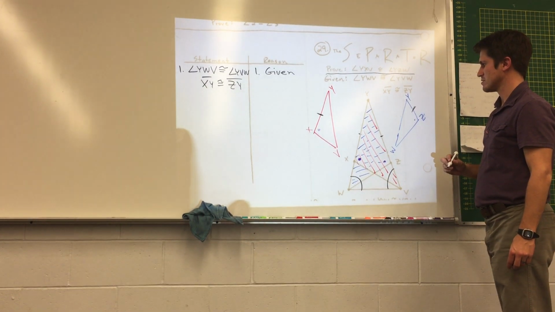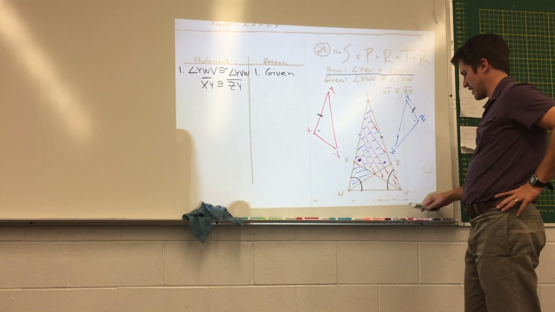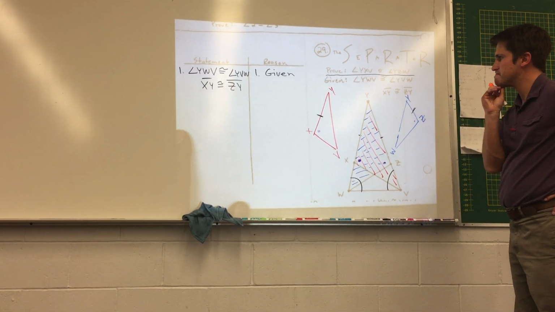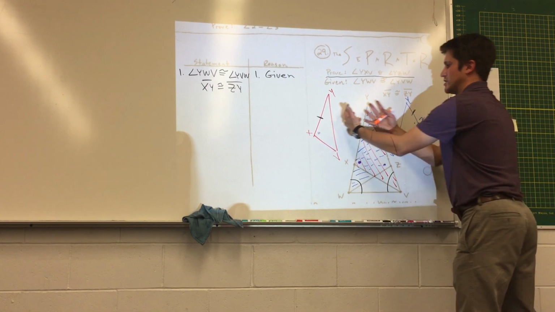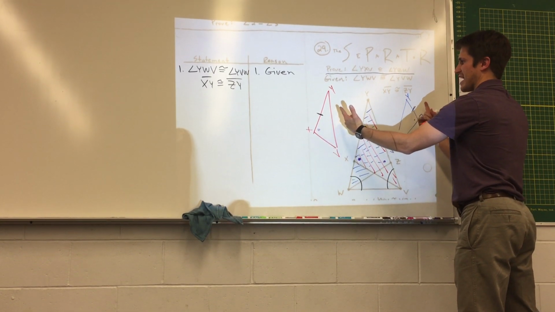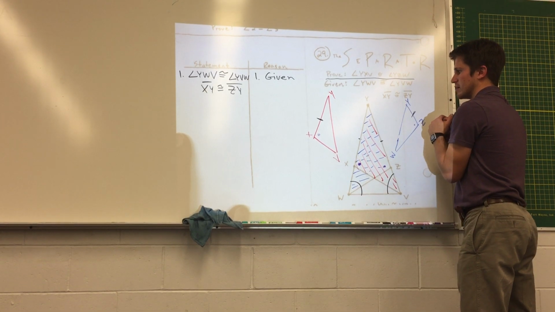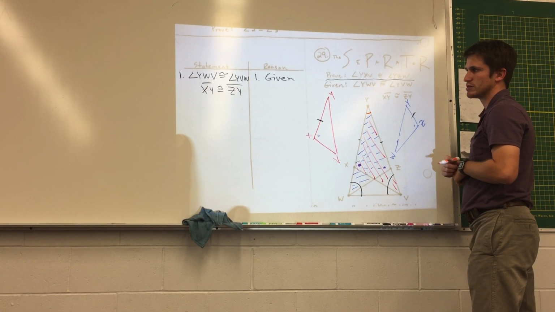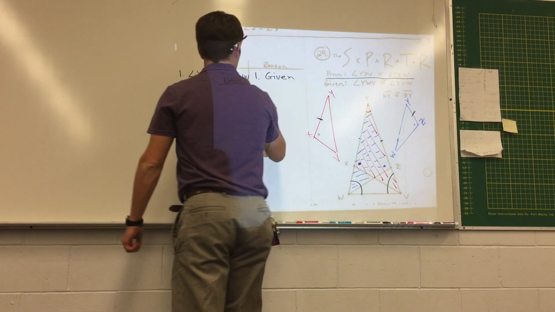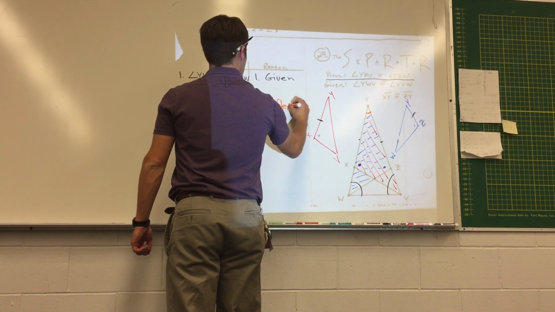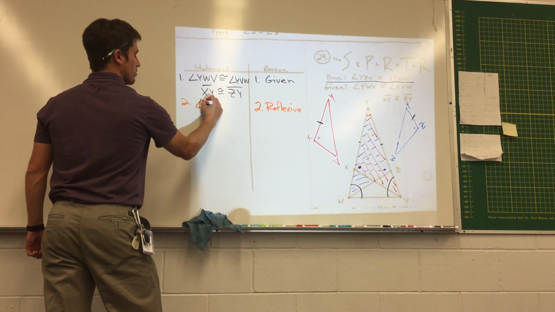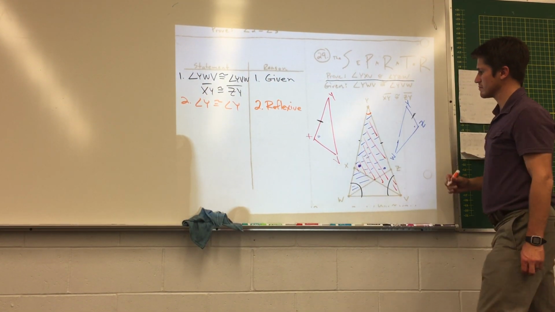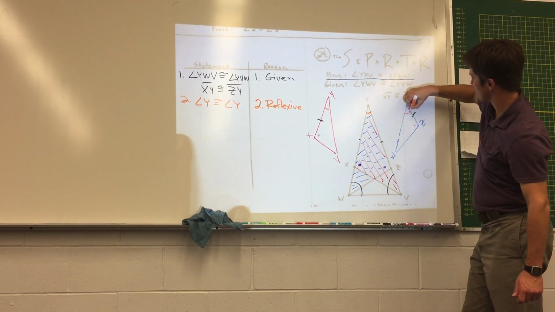Do you see anything else that I could have? When you undo them, it's not as obvious to see, but they have a common angle. What angle is it? Y. They both share angle Y. So what property can I use? Say reflexive. Reflexive. Good job. So reflexive property is going to allow me to say that angle Y is congruent to angle Y.